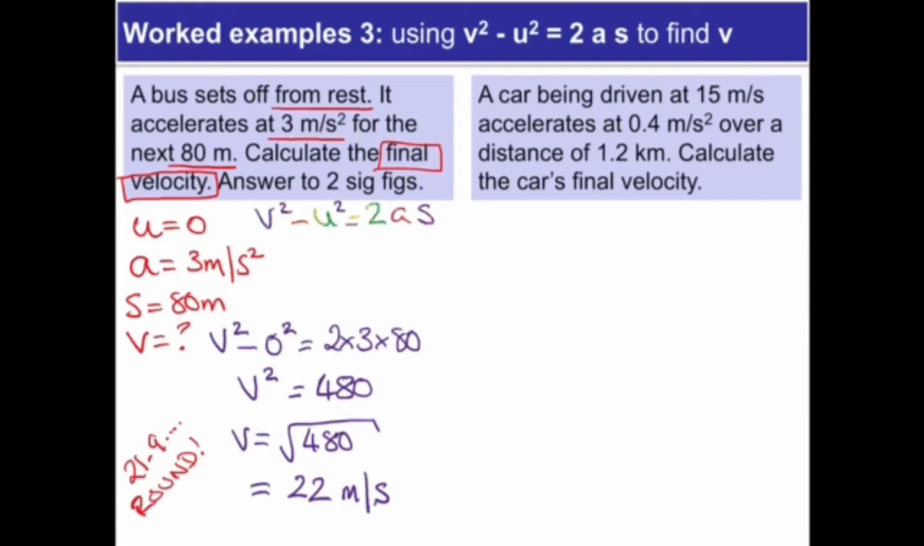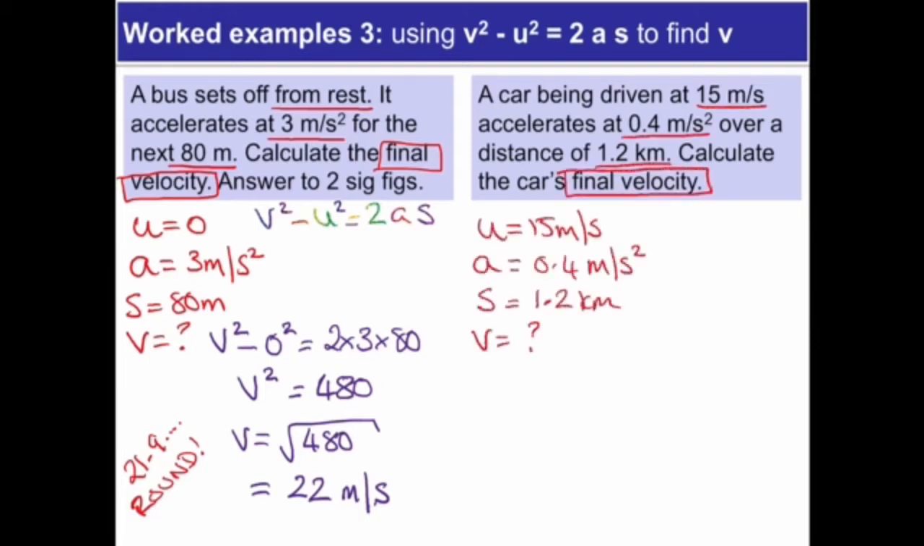For the next one, a car being driven at 15 metres per second accelerates at 0.4 metres per second squared over a distance of 1.2 kilometres. Calculate the final velocity. Well, we're given the distance in kilometres, but we don't use kilometres in our equations. We need metres. So 1.2 kilometres is 1.2 times 1,000, 1,200 metres.